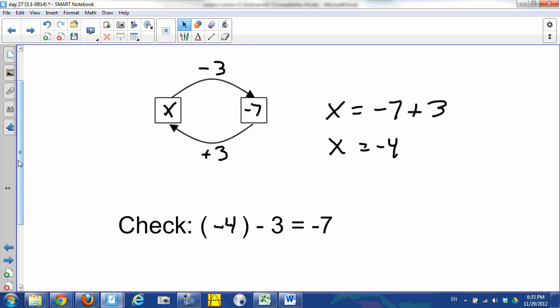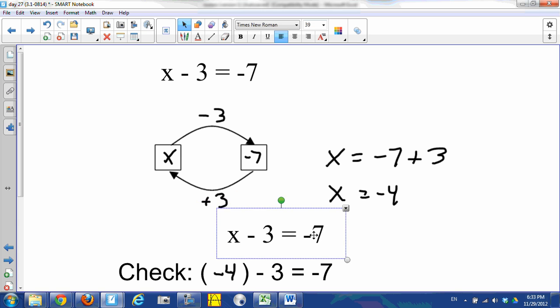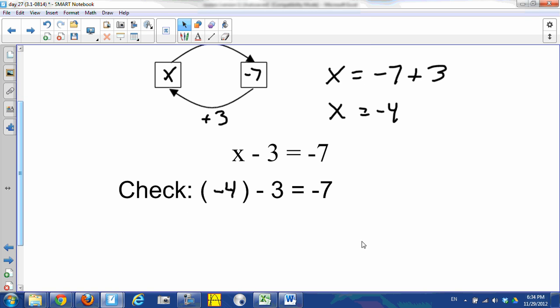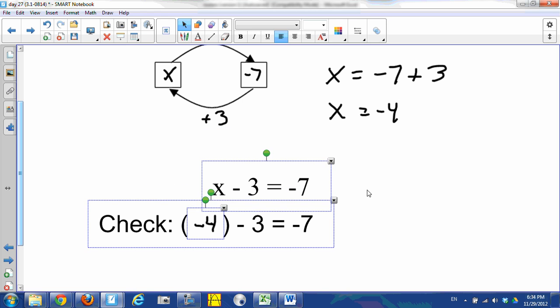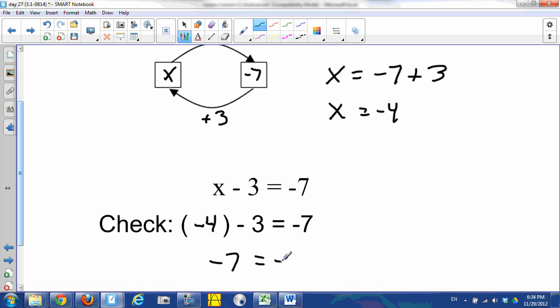Here's the equation. So we're substituting our solution in place of x. Our solution is negative 4. We're going to substitute that in place of x to see if it really is true. And indeed, it is true. Negative 4 minus 3 is negative 7. So that's a check.